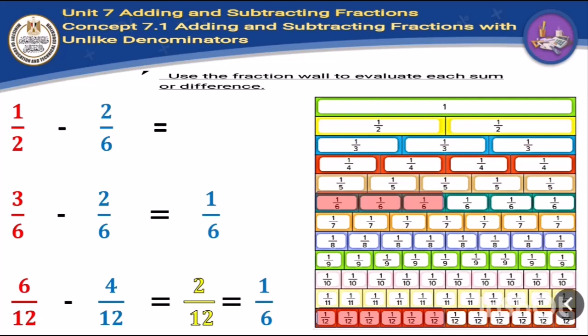If I use 12 as the common denominator, let's see. Half equals how many twelfths? 6 over 12. And 2 sixes equals how many twelfths? Excellent, 4 over 12. Okay, and 6 over 12 minus 4 over 12 equals 2 over 12. But 2 over 12, I can simplify it. 2 over 12 equals 1 over 6.